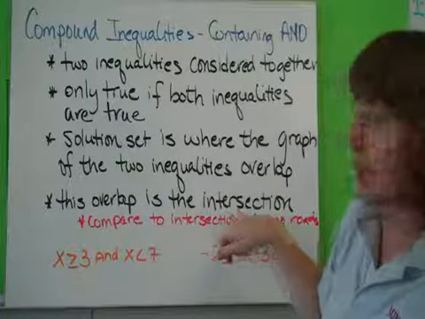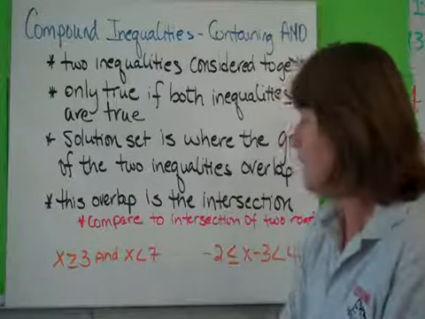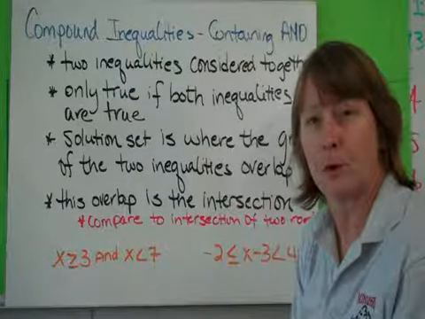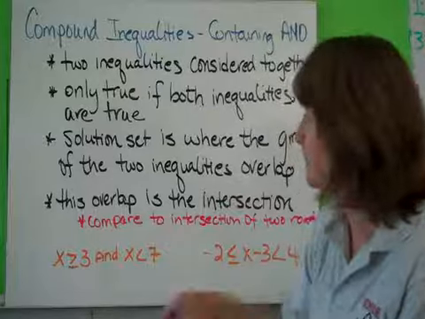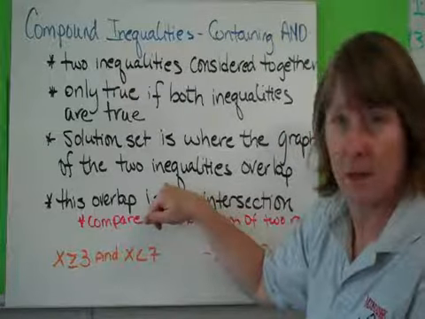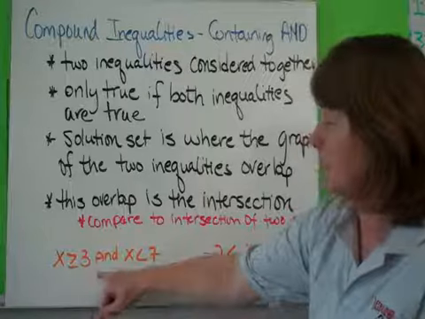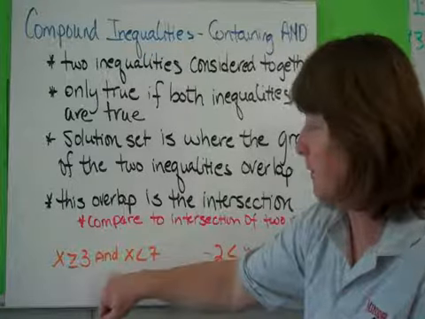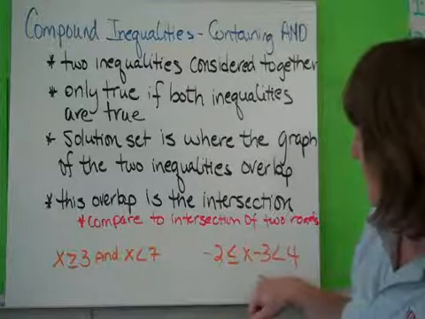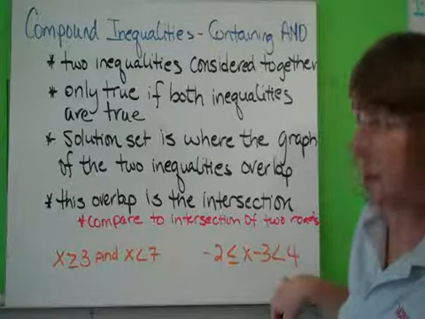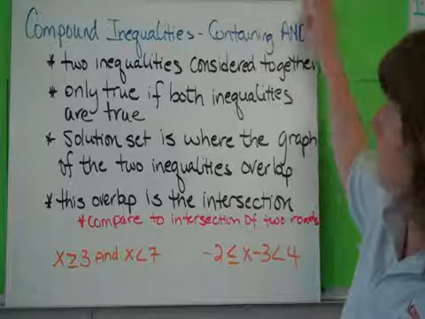And this overlap is called an intersection. You can compare this to an intersection of two roads. Where two roads cross, that's called an intersection. And you're going to look at the same thing here. It's the intersection of where the two inequalities cross. They'll usually be in this form, where they have the word "and," or they can be in the form where the x is in the middle, and this is also an "and" compound inequality.